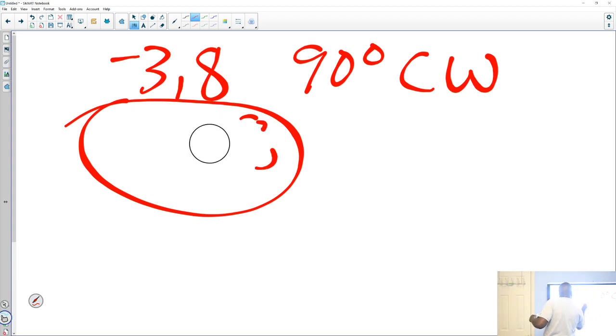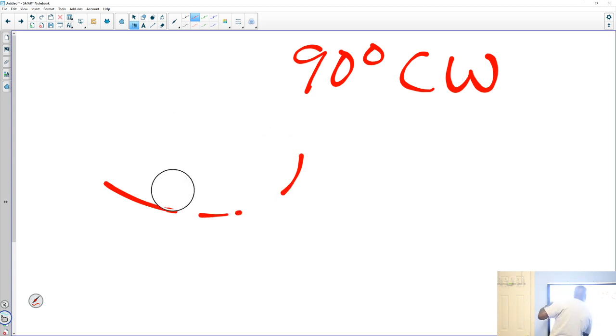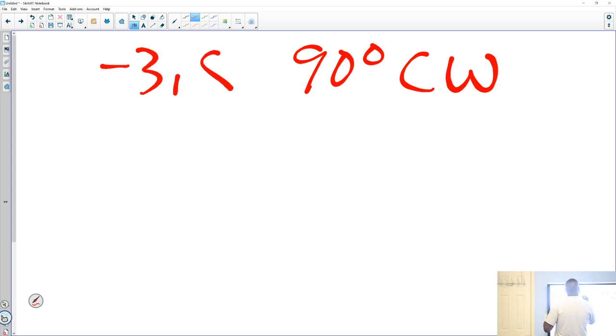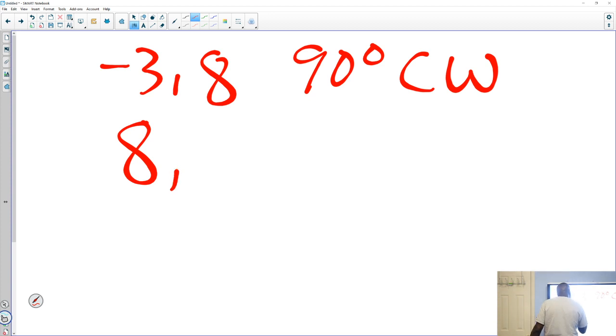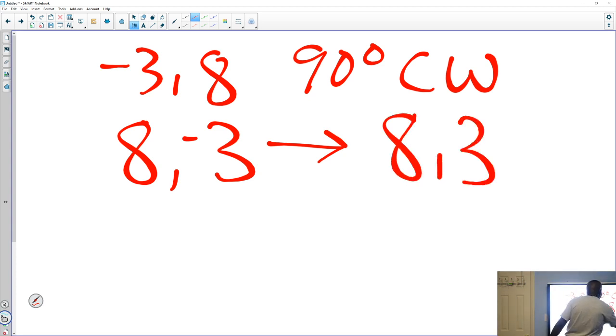Whoa, back it up. That's negative 3, 8. Oh, back it up. Flip it first. That's right. After you flip it, oh my God, I almost forgot myself. After you flip it, then you change the second number. Sorry about that. Make sure you flip it.